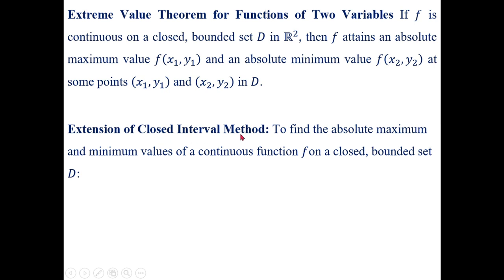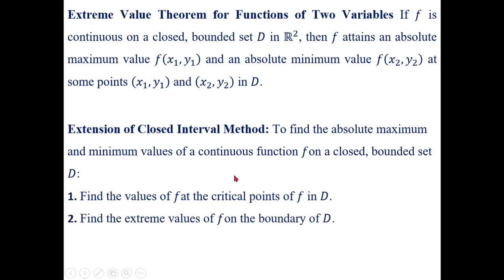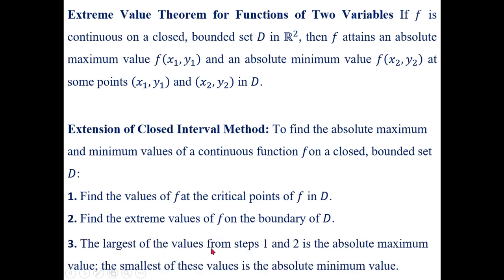Extension of the closed interval method. To find the absolute maximum and minimum values of a continuous function f on a closed and bounded set D, we have to follow the following steps. First step, find the values of f at the critical points of f in D. Second step, find the extreme values of f on the boundary of D. Third step, the largest of the values from step 1 and step 2 is the absolute maximum value. The smallest of these values is the absolute minimum value.